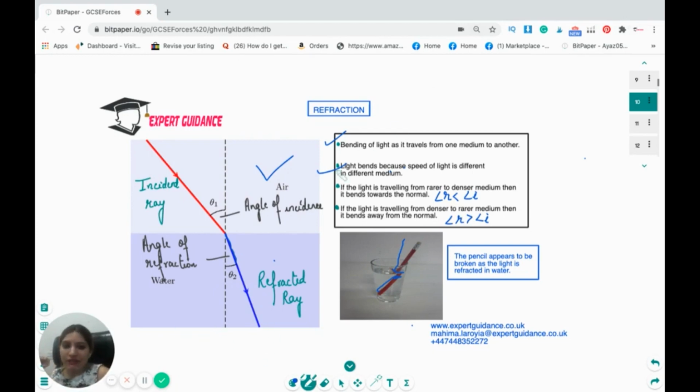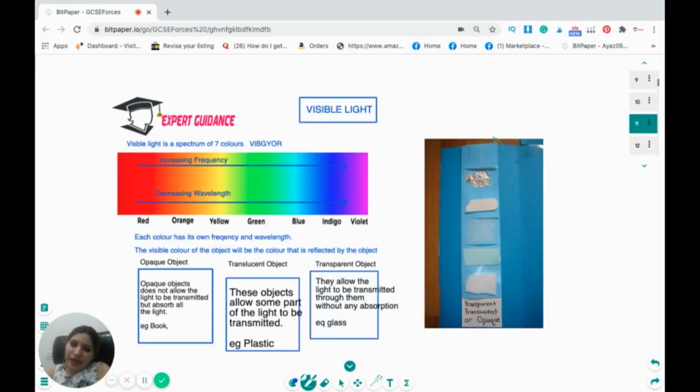But on the other hand, if the ray is traveling from a denser to a rarer medium, as soon as it goes to a rarer medium, it will bend away from the normal. In this case, the angle of refraction will be greater than the angle of incidence. Now, these are the two media, air and water. We draw the normal. The incident ray comes to the surface. As soon as it goes into the water, it bends towards the normal, and the angle of refraction is smaller than the angle of incidence. Okay, so this is what the bending of light is.